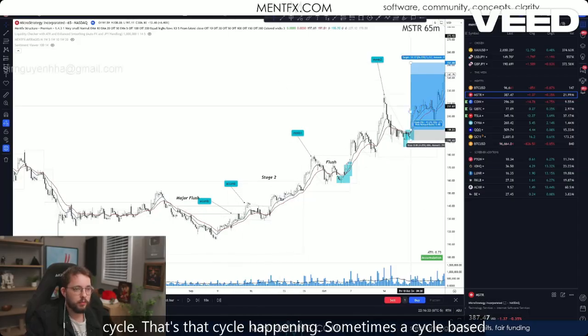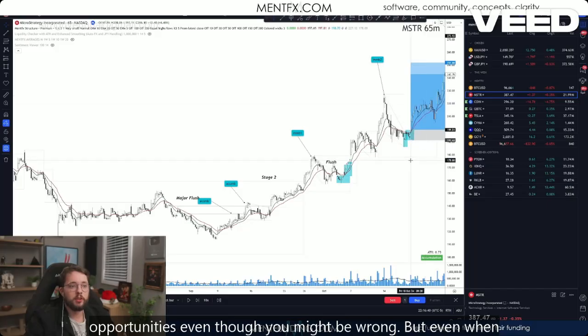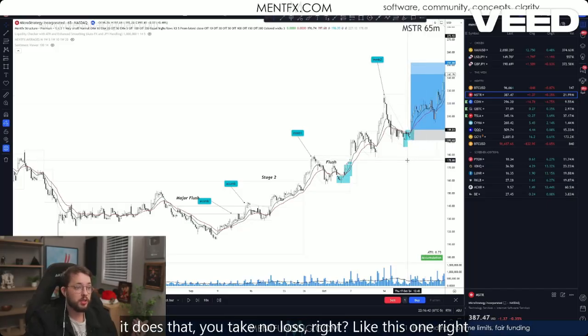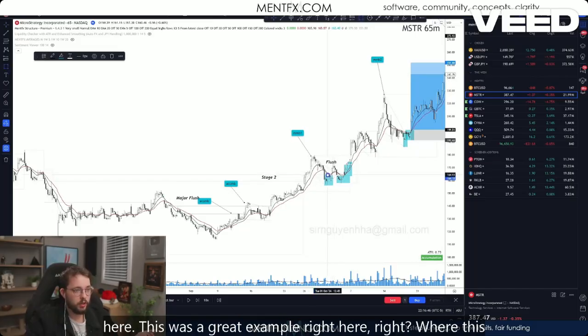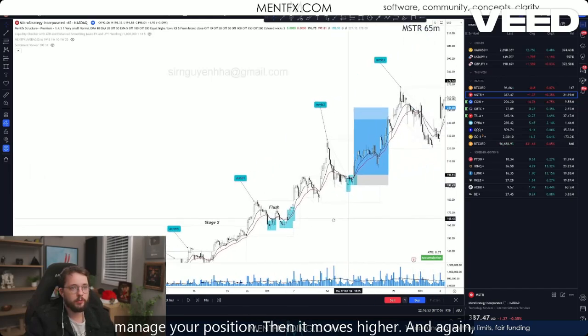Here's that cycle. That's that cycle happening. Sometimes the cycle, based on where you trade it, comes back before giving new opportunities, even though you might be wrong. But even when it does that, you take no loss, right? Like this one right here. This was a great example, where this double MB happened, but you took no loss on it, because you broke even or you managed your position.